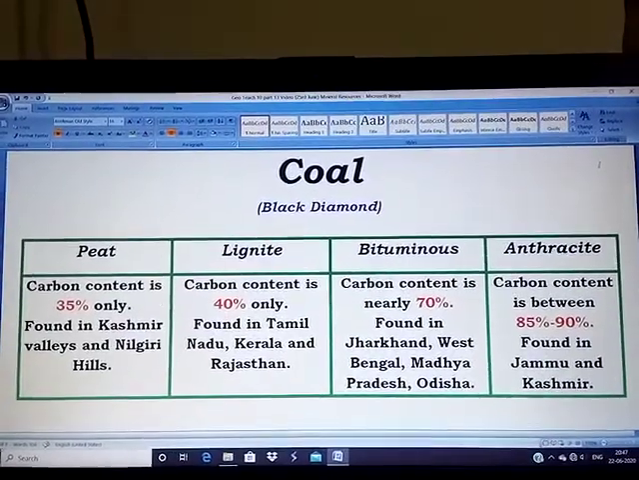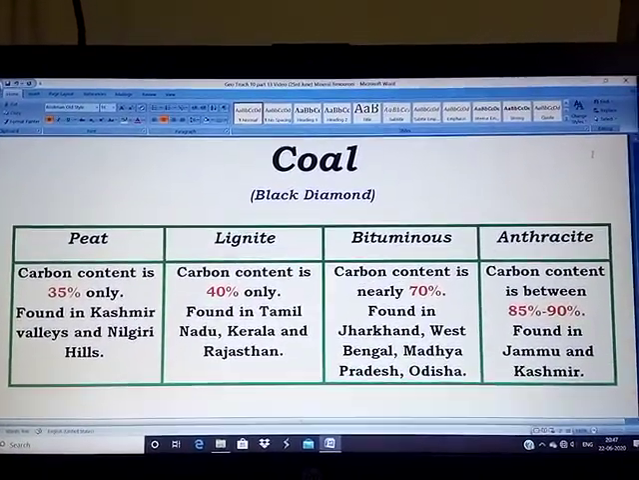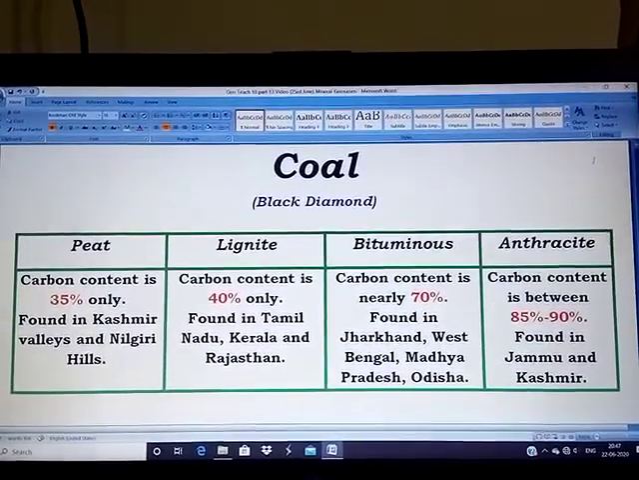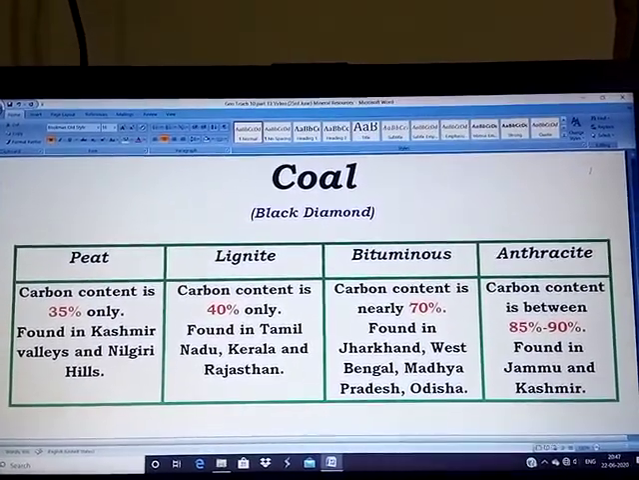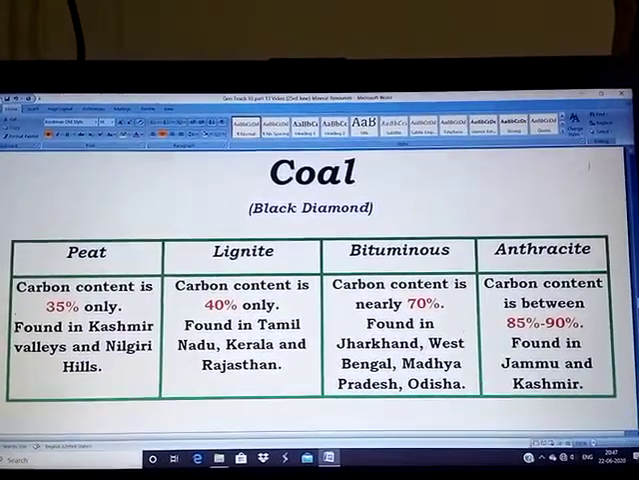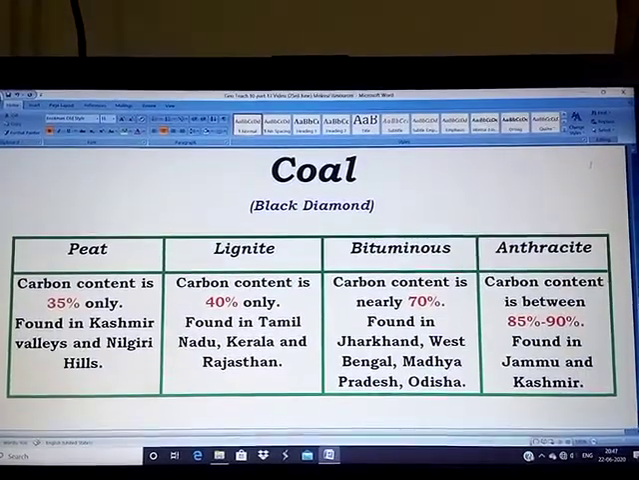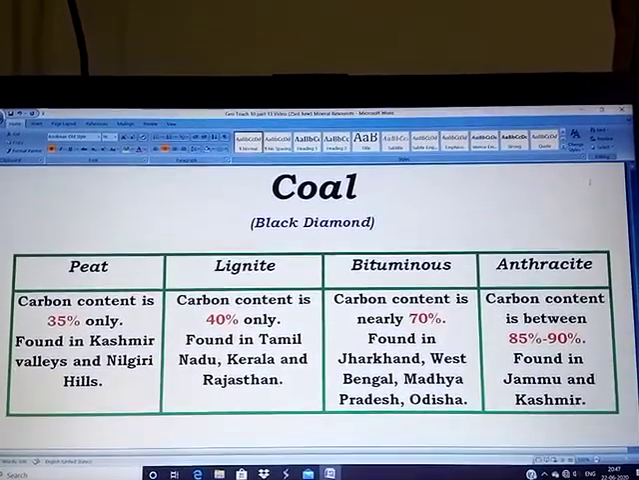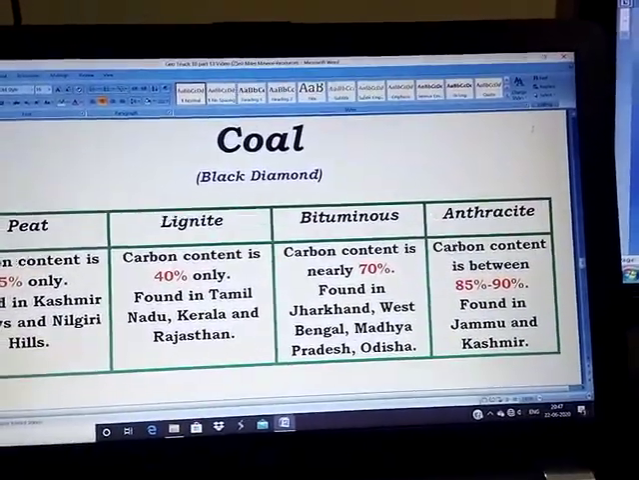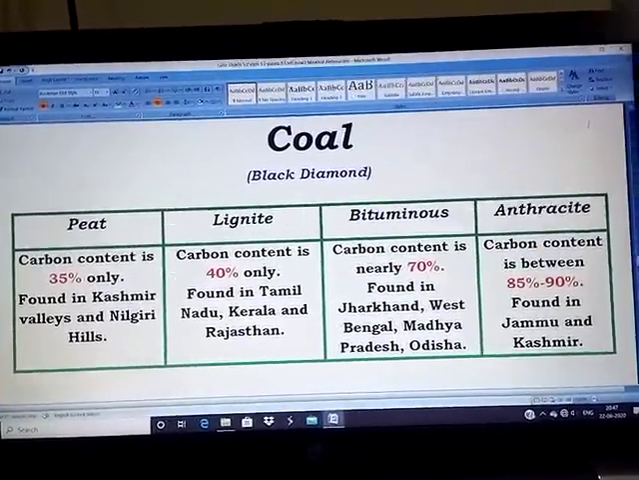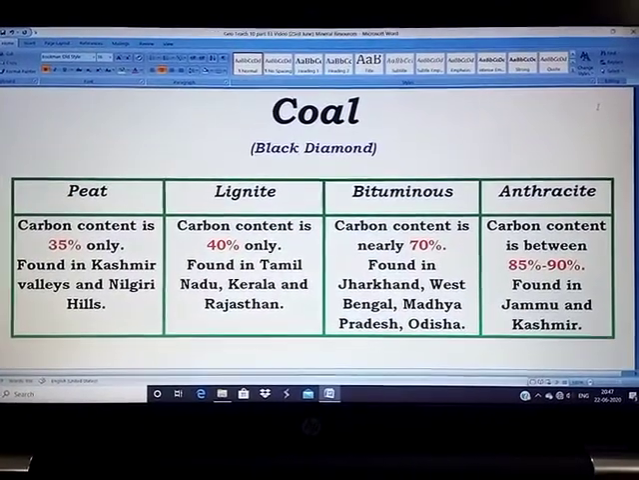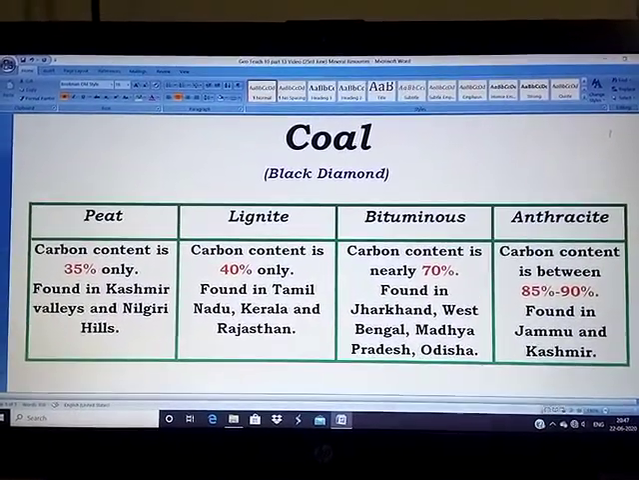Coal is of four types, again according to their quality, especially in terms of the carbon content and the heat giving capacity. So peat, lignite, bituminous, and anthracite. Peat is the lowest quality of the coal, low grade. Peat has only 35% carbon content. It is mostly found in Kashmir valleys and Nilgiri hills, Kashmir in the north and Nilgiri in the south.